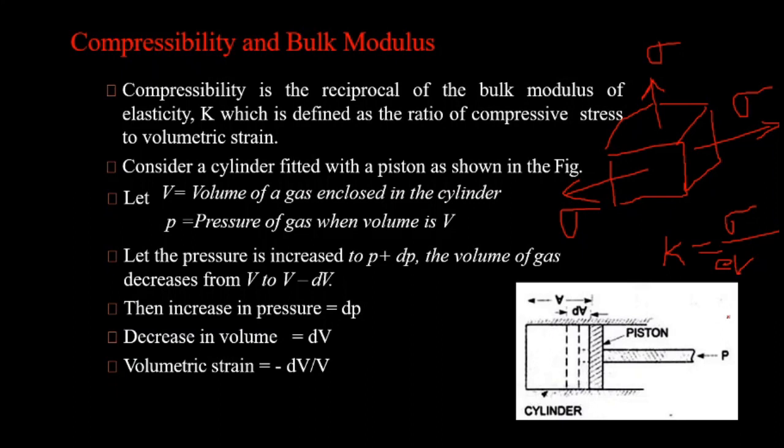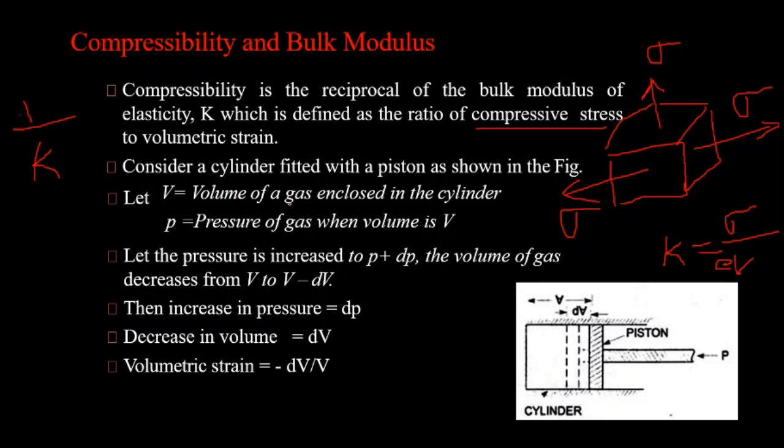So this was the definition of bulk modulus, and here we study it in context with our fluid. What is bulk modulus? It is direct stress, but here we are taking some force. The bulk modulus of elasticity K is defined as the ratio of compressive stress to the volumetric strain. And compressibility is nothing but the reciprocal of the bulk modulus.